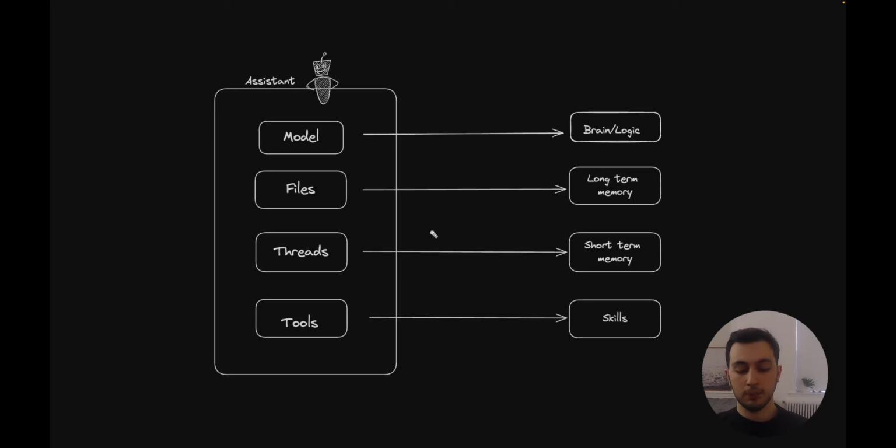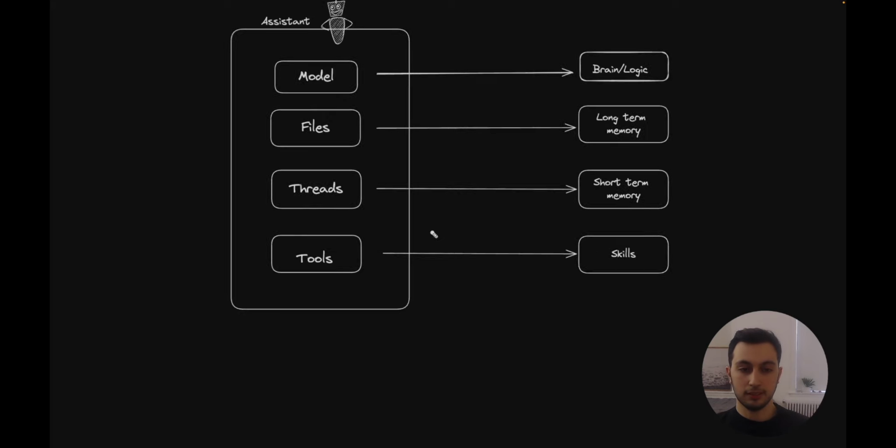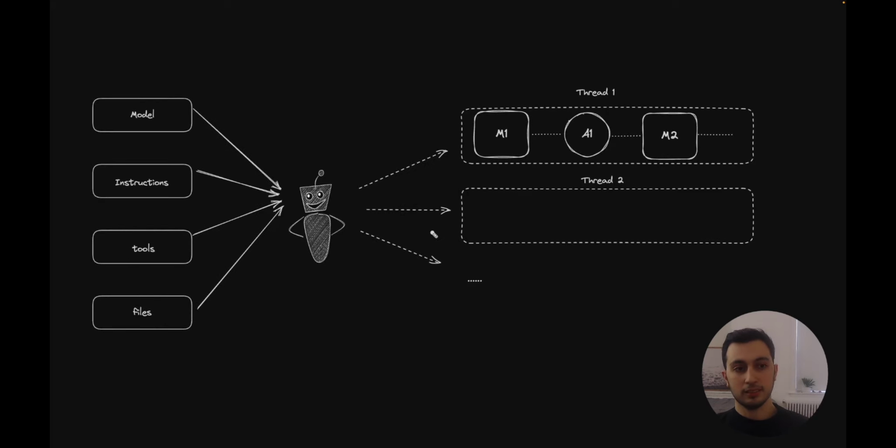So let's look a little bit deeper now that we have an overall idea of the 4 core components of the assistant. The assistant takes 4 inputs when you create it. The first one, and the most important one, is the model. You tell it you are a GPT 3.5 or a GPT 4 model. Maybe in the future there will be more.